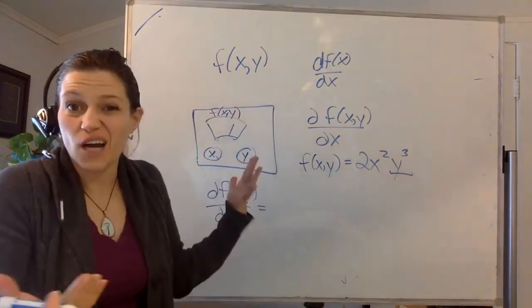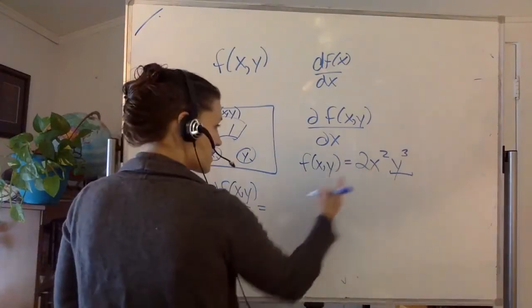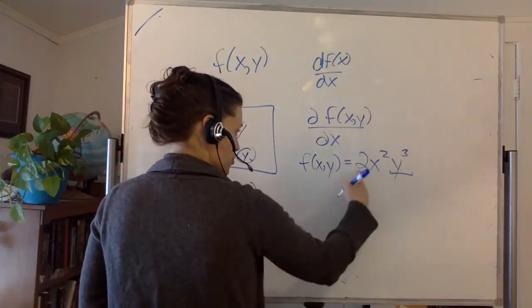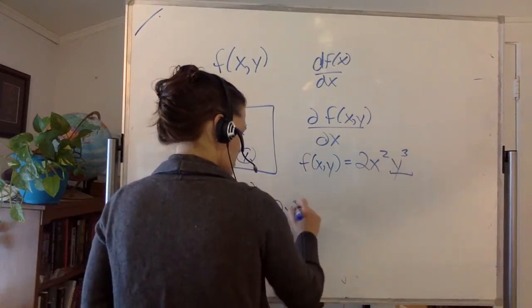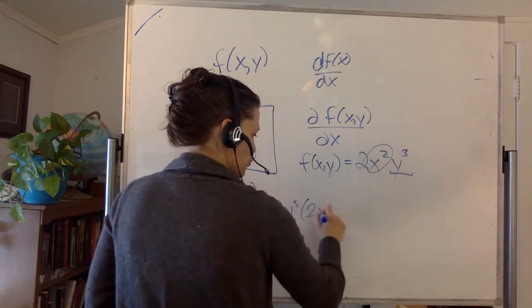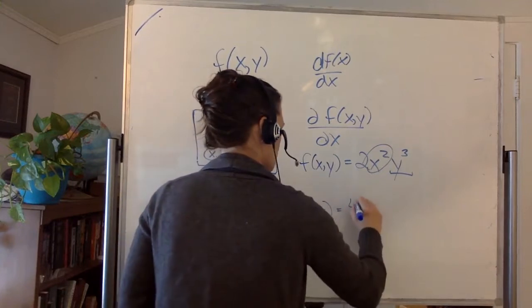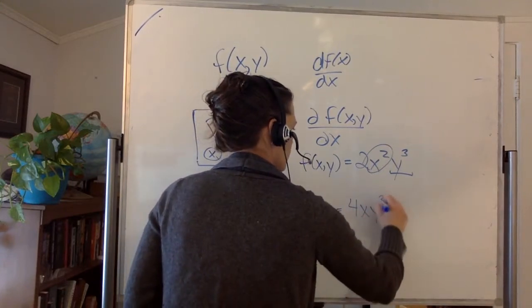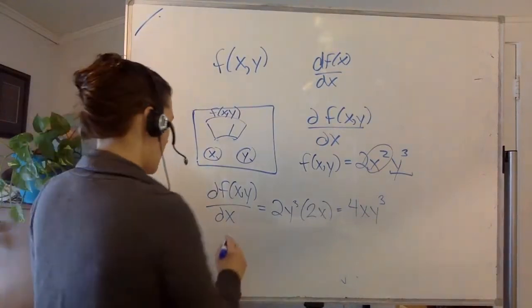So it's essentially like a number. So the way that we take the derivative of a number in this case, so we would say, okay, the 2 is a number, it stays put. y cubed is a number, it stays put. Now I'm going to take the derivative of just this x squared, which is 2x. Okay, then I can simplify, which is always good to do. This becomes 4xy cubed. So that's the partial derivative of f of x, y with respect to x.